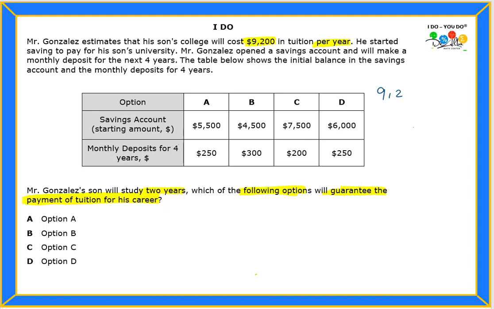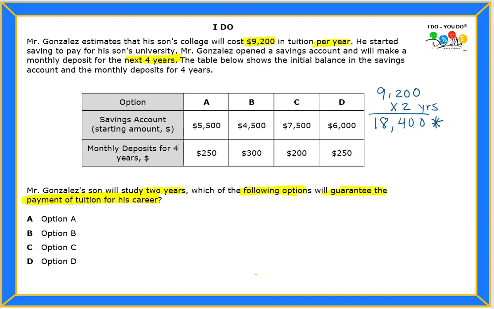So you need to multiply 9,200 times 2 because of the 2 years, right? Okay, and that will give you 18,400. So that's how much money he needs, right? That's like our goal, right? This is how much money he needs. Okay, now it also says that he's gonna be depositing money for the next 4 years, right? Okay, very good. Now let's look at the tables.